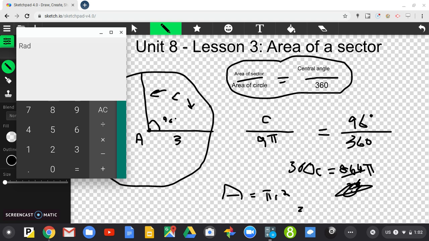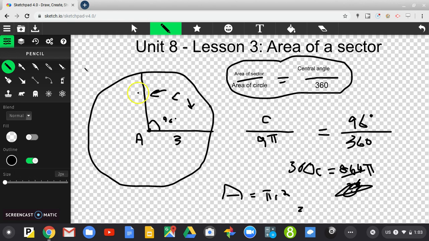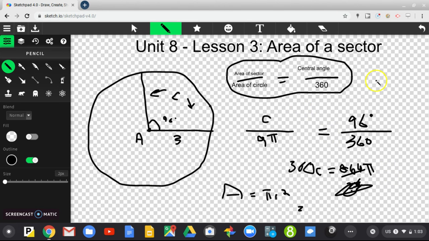So 864 times 3.14, and then divide that by 360. We get 7.5 approximately. So the area, sorry about that. The area of the sector is approximately 7.5. That's how you would solve.